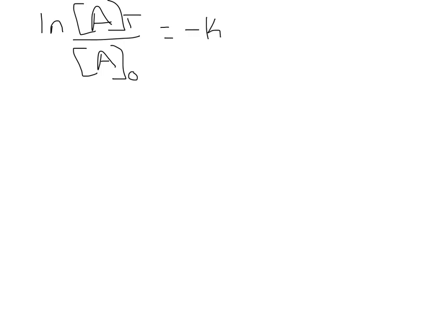Now, we've learned before that a first order process has an equation of the natural log of the concentration of A at some specific time during that reaction over the original concentration of A. I represent that with the 0 because that's telling me that it's the original concentration. That equals a negative k, remember that's my rate constant, times time. So this would be my formula for a first order reaction. We've already talked about that.